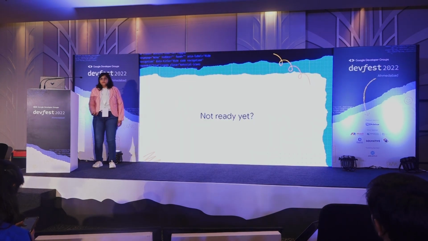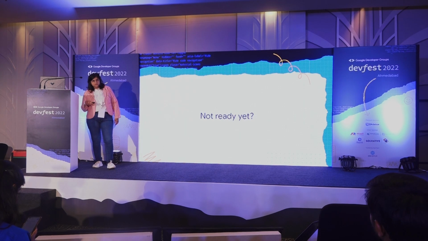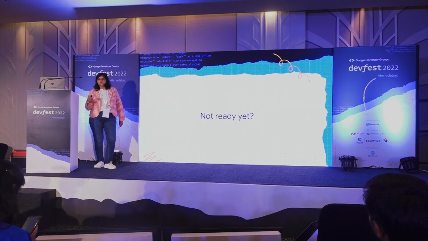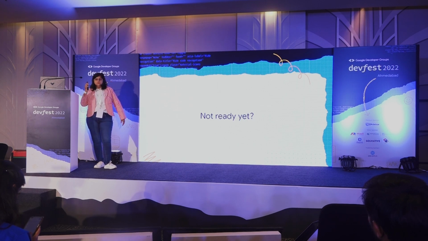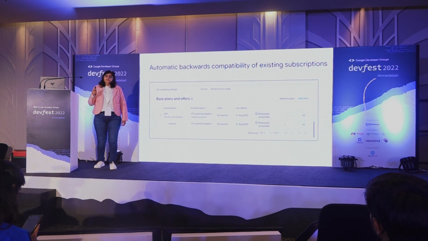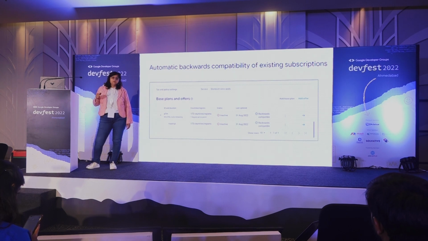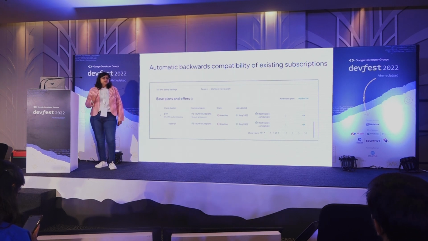So what if you are still not ready to migrate to this new model, because you have a lot of users, a lot of subscriptions, how to handle them in the app, and all this seems like chaos to you? So what if you are not ready? For that also the Google team has made arrangements. They have introduced something called backward compatibility. So what happens in backward compatibility?